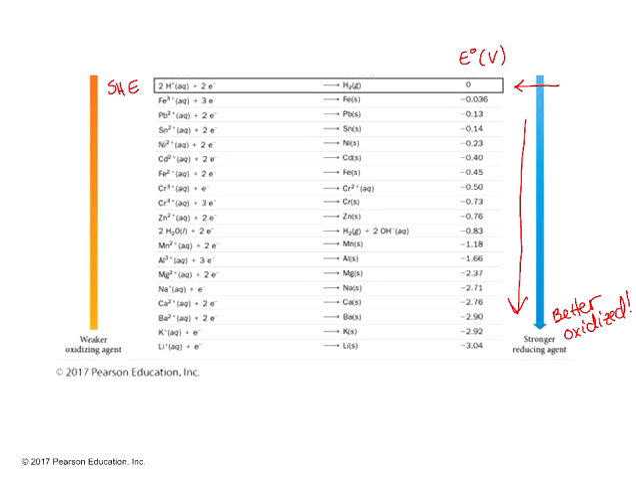So let's compare a couple of these. Let's compare nickel to aluminum. At least I think that's aluminum. It's a little blurry. All right, so nickel has a potential value of negative 0.23, and aluminum has a potential value of negative 1.66 volts. So aluminum, because it has a more negative potential value, is more likely to be oxidized than nickel.